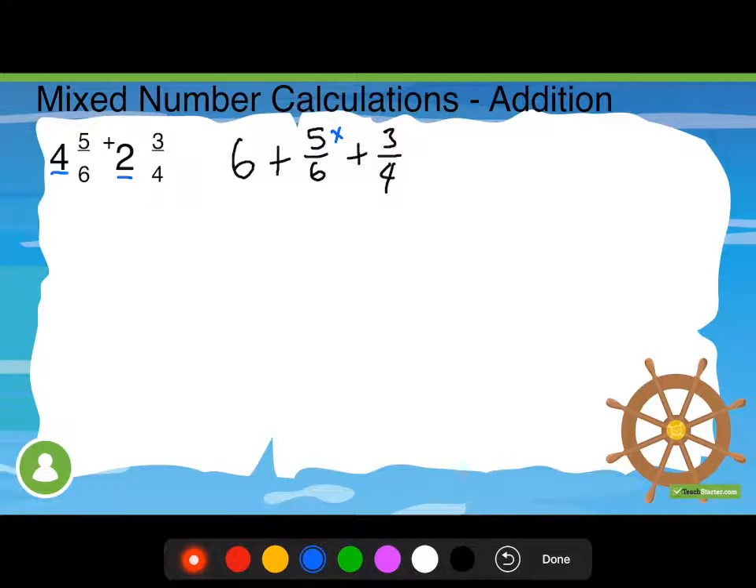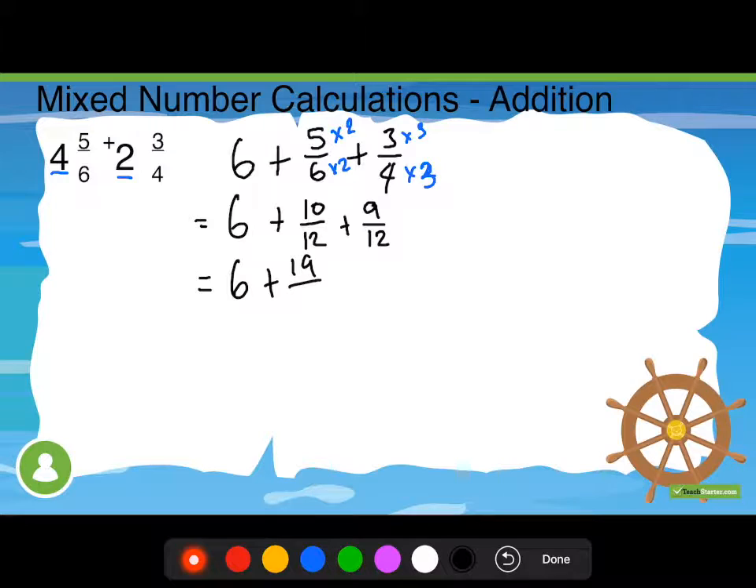So I'm actually going to times this by 2, so it ends up being 12, and times this by 3, so it ends up being 12. I'm going to keep my 6 there, so my teacher knows I know that it's still sitting there. And this is going to become 10 over 12, and this is going to become 9 over 12. Now that I have the same denominator, I can add those parts together. So that is 19 over 12.